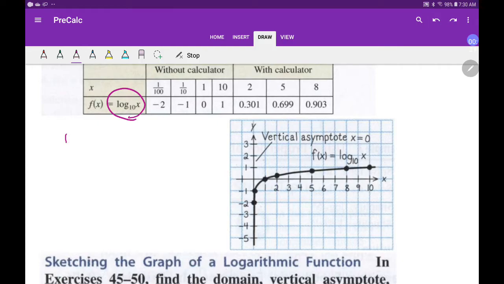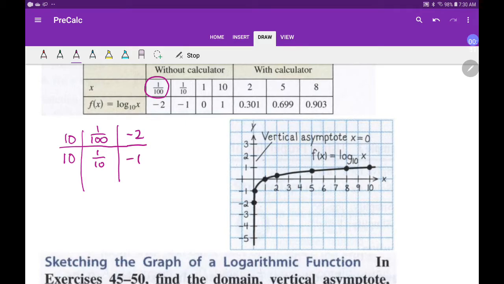If our desired result is 1 over 100, then our exponent had better be negative 2. And if our base is 10 and our desired result is 1 over 10, then it's going to be negative 1. And our base is 10. So this is what they've done. They've said, what happens if you want 1? Well, then the exponent better be 0. And then they plotted these points.